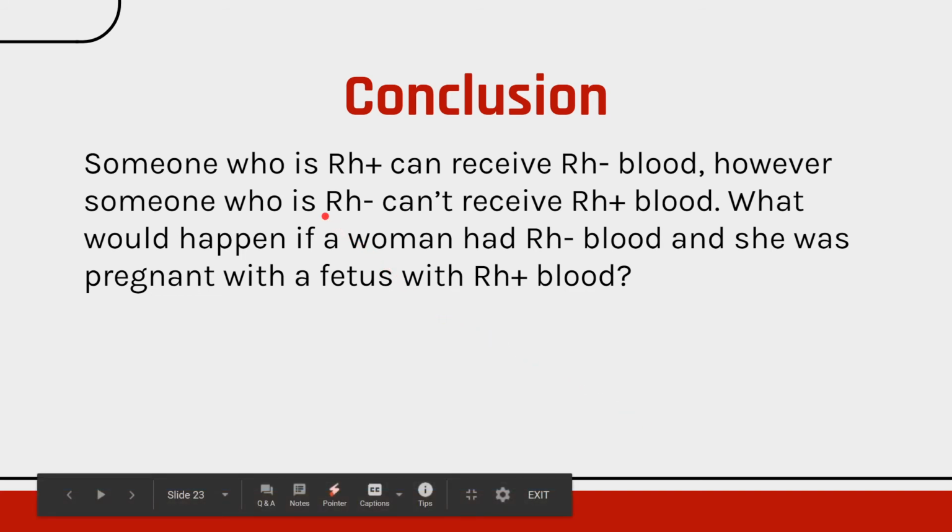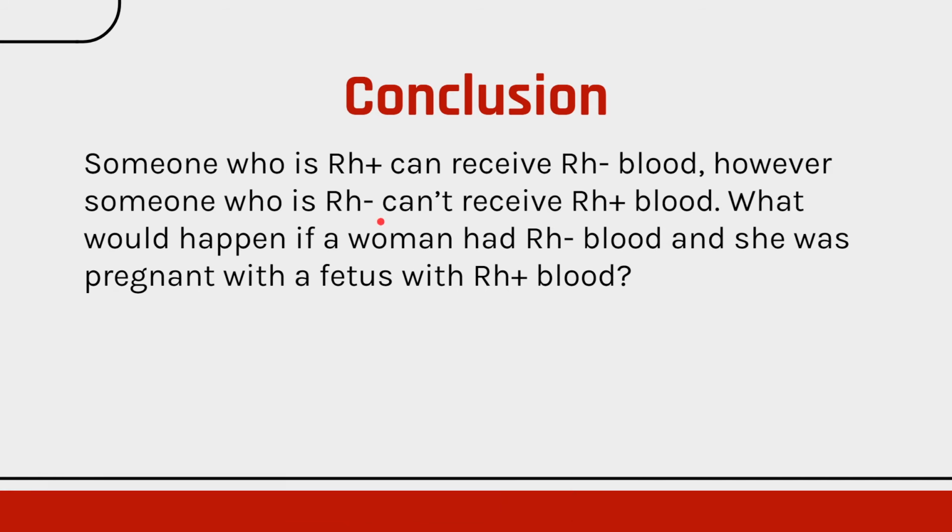So someone who is Rh negative does not have the Rh antigen, so they would have the anti-Rh antibody. So if we took a red blood cell with the Rh antigen and tried to add it to them, it would clump with their antibodies. So that's no good. What would happen if a woman had Rh negative blood and she was pregnant with a fetus with Rh positive blood?